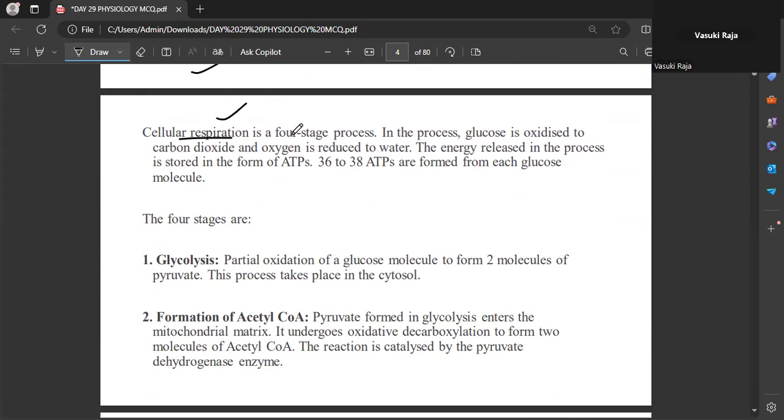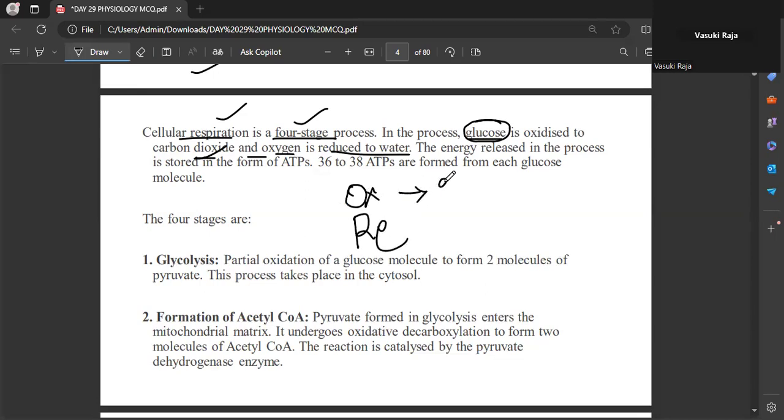Okay, but this cellular respiration involves four stages. First thing, in this process, the glucose is getting oxidized into carbon dioxide and oxygen is reduced into water. See, here the glucose is oxidized into carbon dioxide and oxygen is reduced into water. You should know what is oxidation and what is reduction.